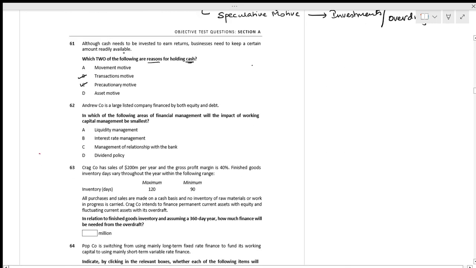Andrew is a large listed company financed by both equity and debt. In which of the following areas of management will the impact of working capital be the smallest? Liquidity is high impact. Interest rate management: the rate of interest always fluctuates. With monetary policy, the rate of interest can change every 3 months, maybe by 100 basis points. It is also high impact.